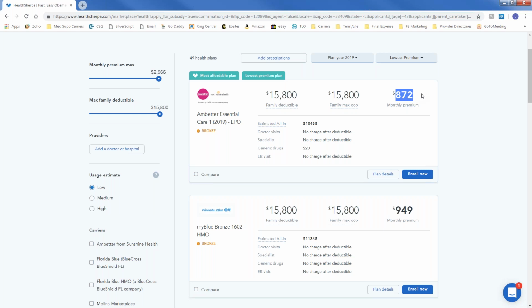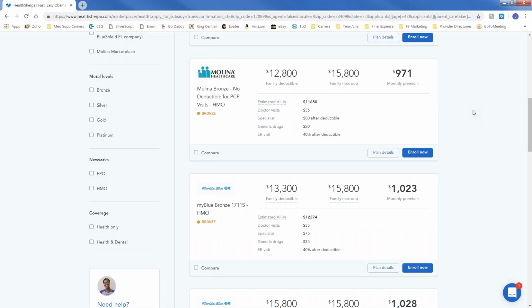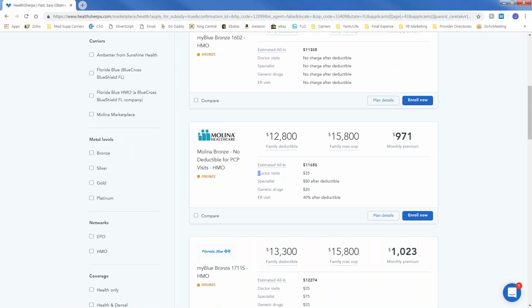A single dollar. So you may say, well, I don't want a plan like that. I'd rather have a plan with copays because we have some doctor visits that we go to. So the next least expensive plan that has copays on the exchange has a $12,800 deductible, and the premiums are $971. So now I'm paying $11,562 in premiums. I'm at risk for a $12,800 family deductible, a $15,800 maximum out of pocket.